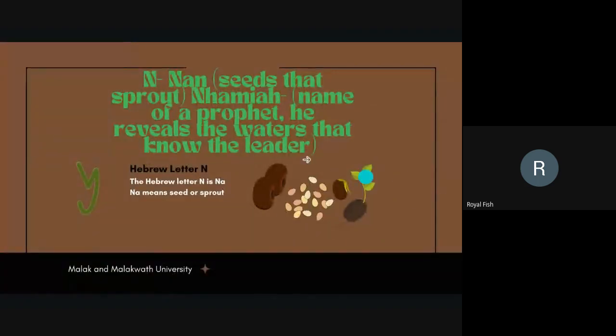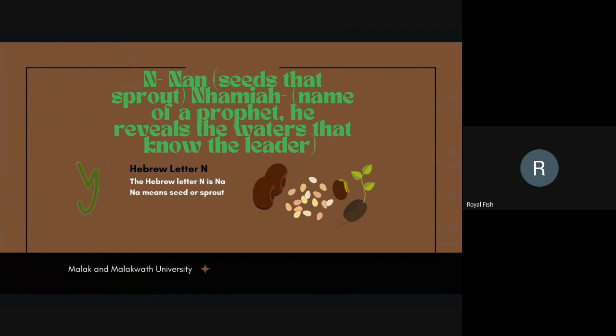All right. Then we have the N. So the N is the Nun or Na, the Hebrew letter N is Na. Na means seed or sprout. So we kind of went over this already. And it is represented by a letter kind of like a V, but if you just take this longer line down, up, and then hook it, that is the Na.